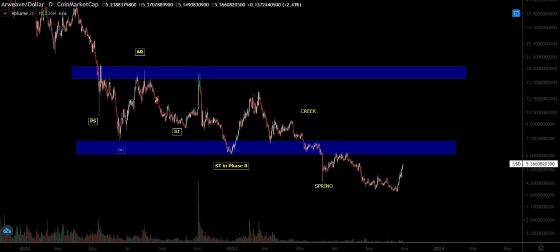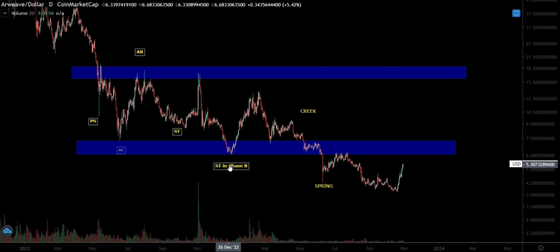It's been a long time since my last update on Arweave, but the last time we talked about Arweave, we were looking at this Wyckoff accumulation structure. It has obviously developed ever since then, but what we can notice is that we have this Wyckoff accumulation structure where we've got our perimeter support right here, our selling climax, our automatic rally, secondary test. We have another automatic rally, obviously to back test the top of the range, and then we are heading into a secondary test in phase B.